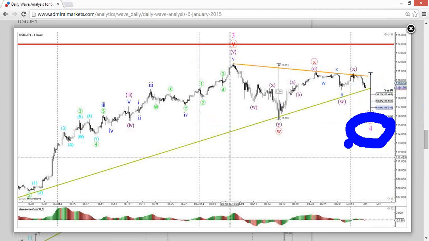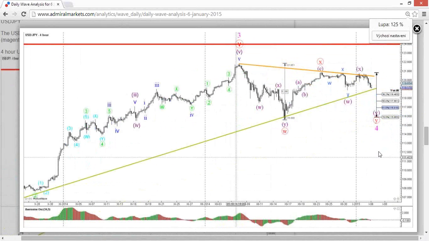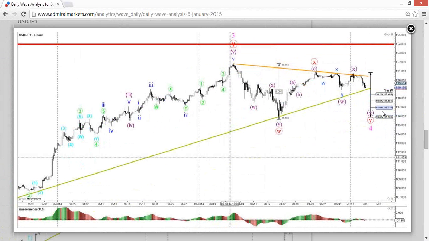It seems to be working out decently indeed so far. So I'm expecting a bit more bearishness on the dollar yen to go to these targets here. The fib levels are at around 117 is the 61.8 fib.